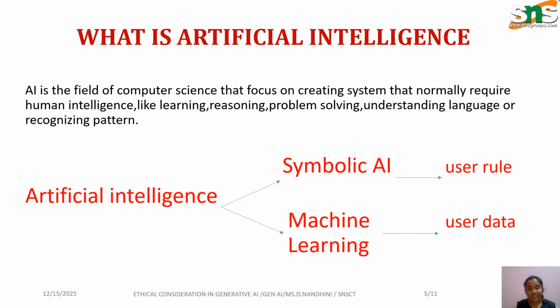What is artificial intelligence? So first of all, AI is a field of computer science that mainly focuses on creating systems that mimic human intelligence like learning, problem solving, understanding language or recognizing patterns. This AI is of two types. One is symbolic AI, another one is machine learning AI. So symbolic AI uses rules and the machine learning AI uses data.